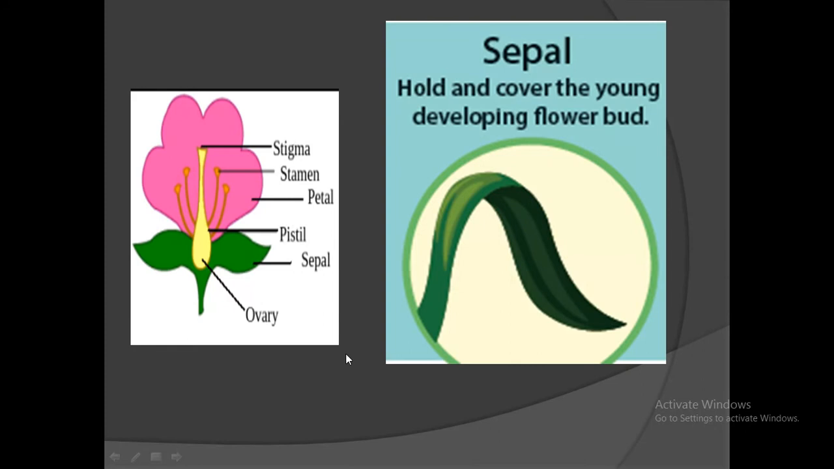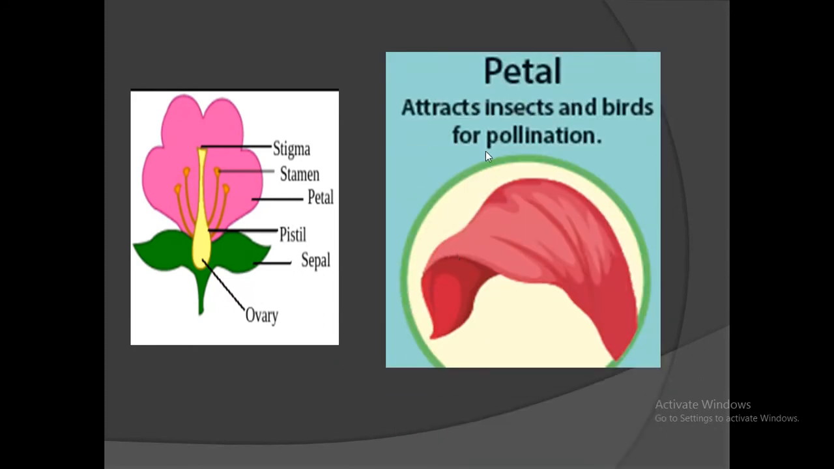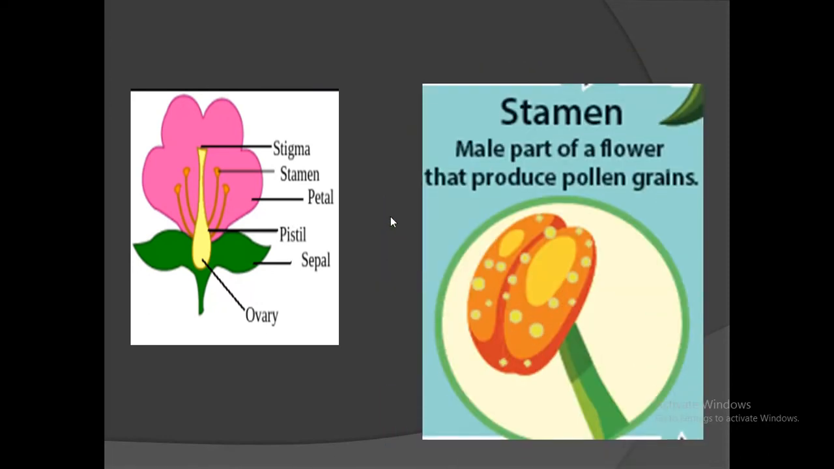What is the second part? The second part is made up of petals, colorful petals. They produce sweet scent to attract insects and birds for pollination. The third part is made up of stamens. Stamens form the male part of a flower. This is a single stamen. The stamen produces pollen grains, dust particles like yellow color particles called pollen grains.